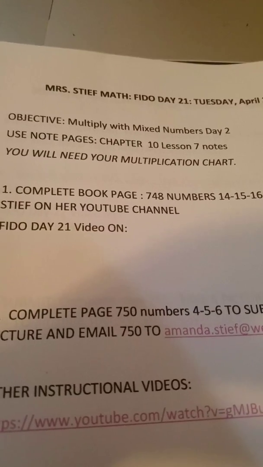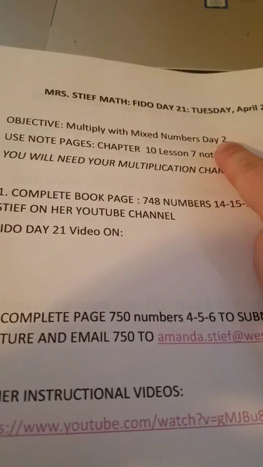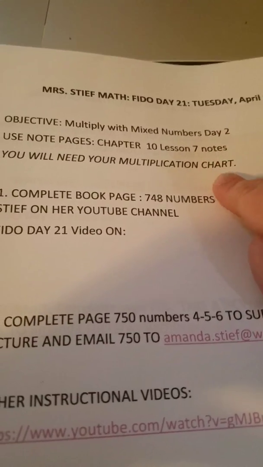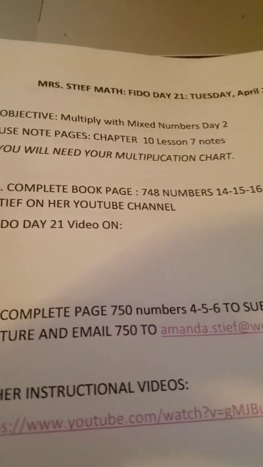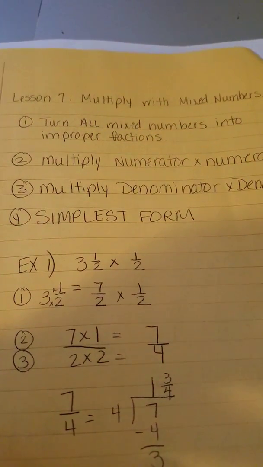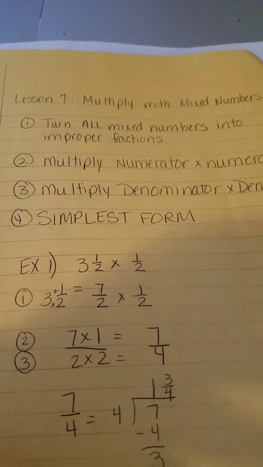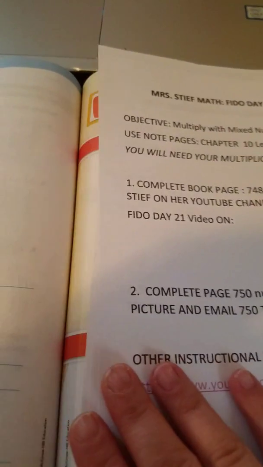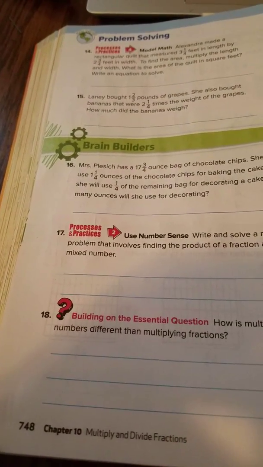This is our second day where we're going to practice multiplying with mixed numbers. Today, we're going to be looking at some word problems. You will still need your gold packet because it has the steps to multiplying mixed numbers. You will also need your volume 2 book. We're going to start on page 748.